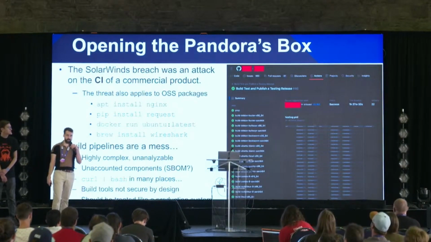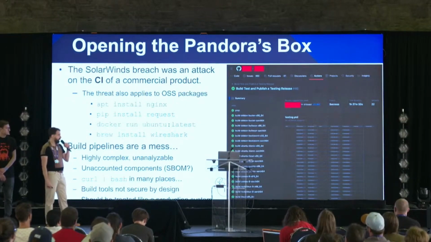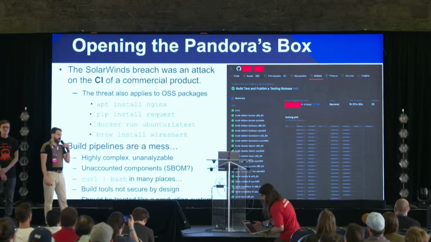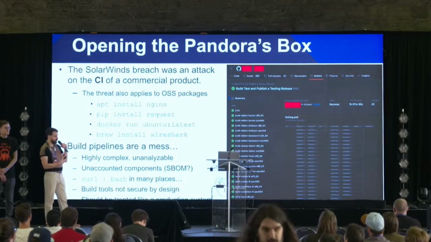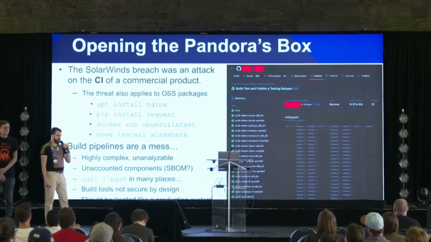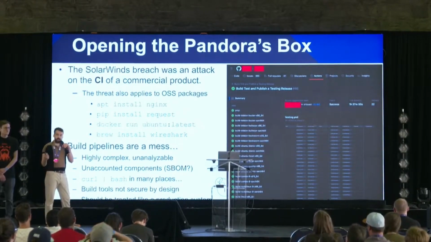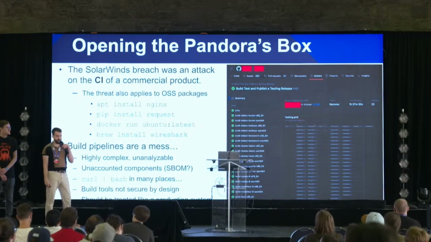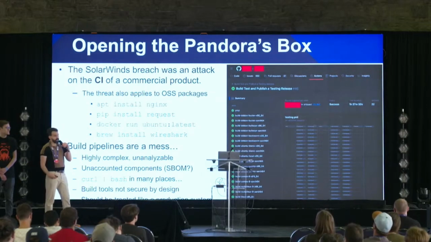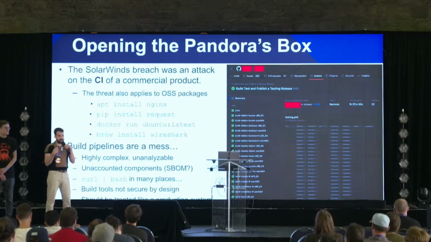So if we open the Pandora's box of the build pipelines of open source projects: in the past year, if you've heard about supply chain, it's most likely in the context of the SolarWinds breach. SolarWinds is still a very popular networking software that is heavily used in US government departments, so in high, critical departments. And it was the subject of a supply chain breach that indeed focused on the CI/CD of that commercial product. But the same idea applies to open source projects.